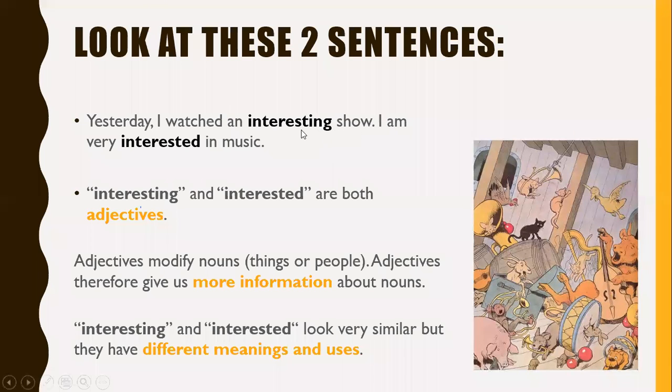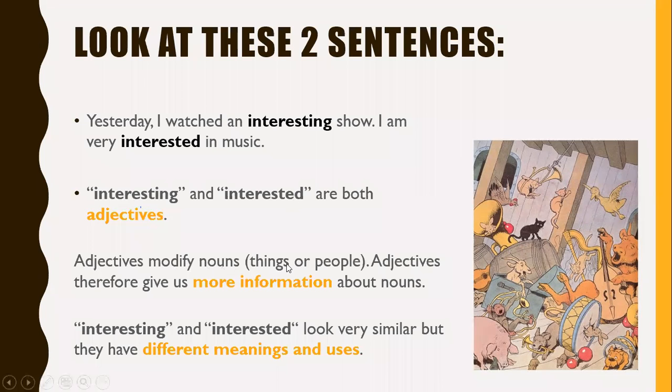So adjectives describen, right? So interesting show. And this is a different way to describe. I am very interested in music. ¿Cómo estoy? Interested. I am interested. Okay. So, vamos a ver cómo es que yo sé cuándo when to use ing or ed.